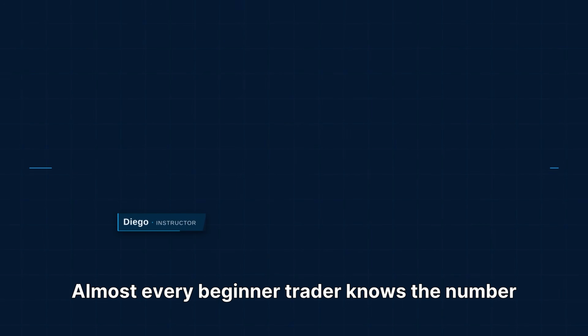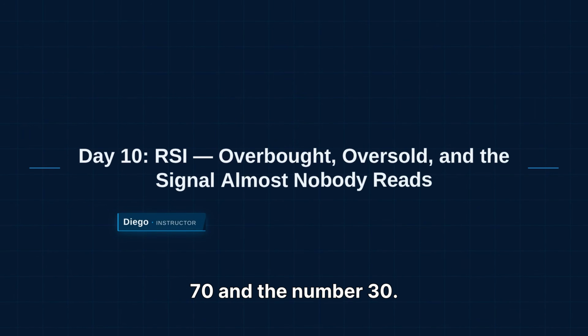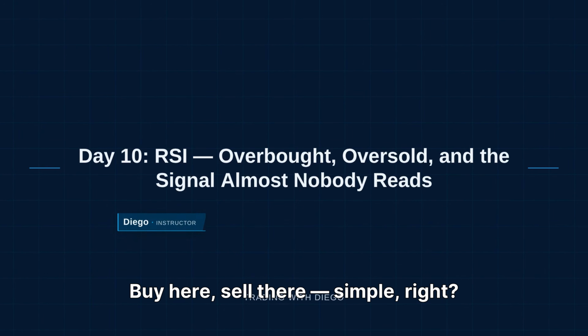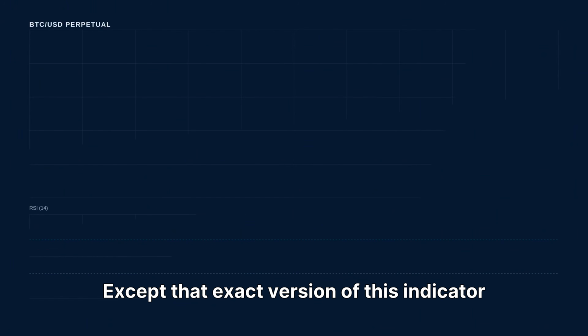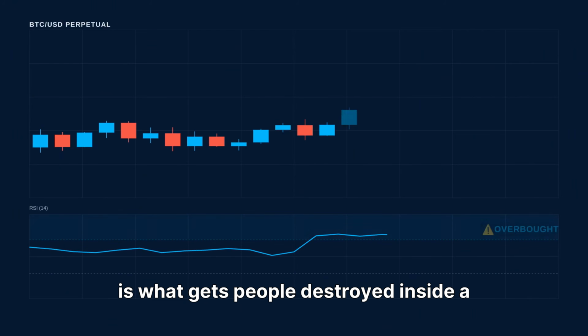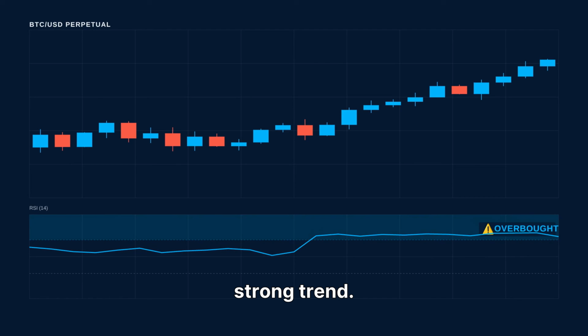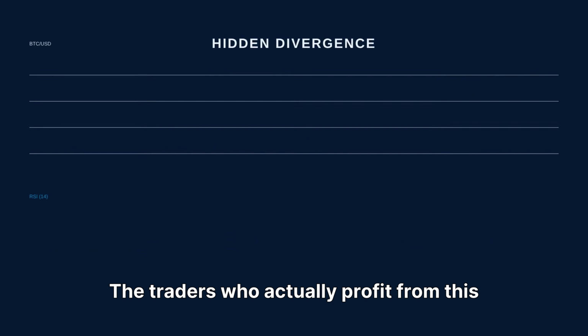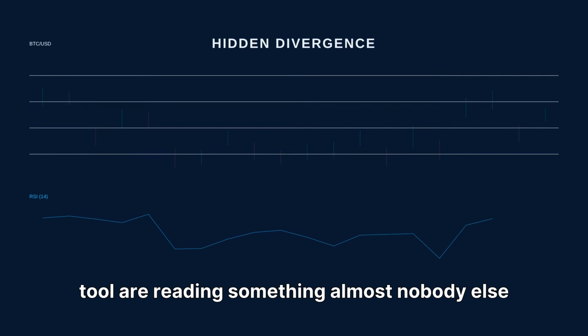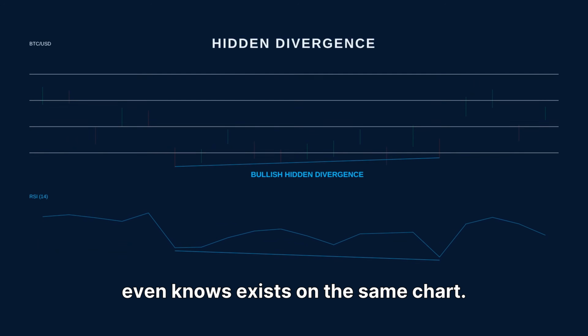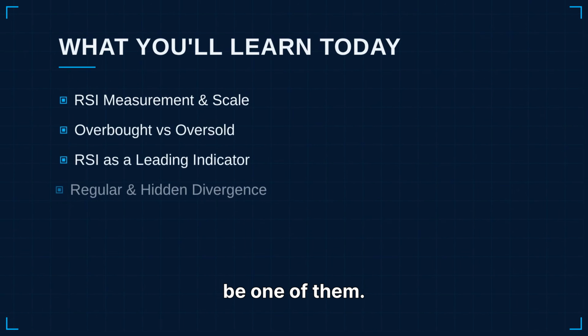Almost every beginner trader knows the number 70 and the number 30. Buy here, sell there, simple, right? Except that exact version of this indicator is what gets people destroyed inside a strong trend. The traders who actually profit from this tool are reading something almost nobody else even knows exists on the same chart. By the end of this video, you'll be one of them.